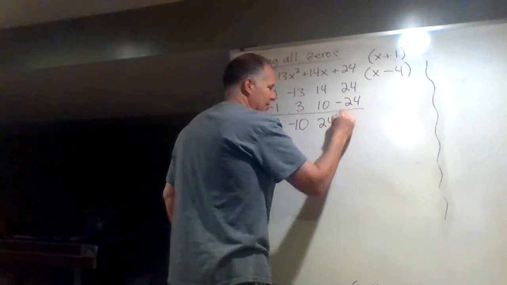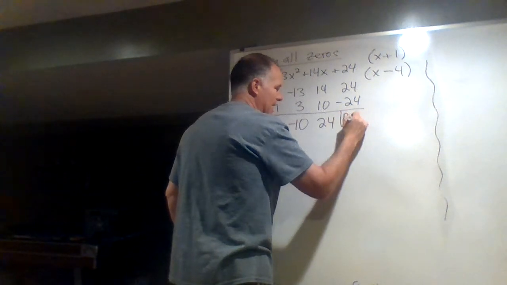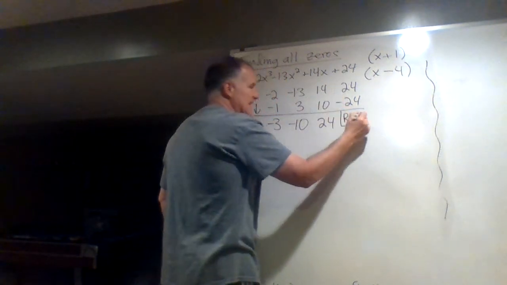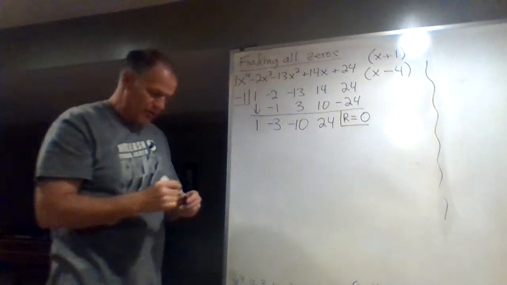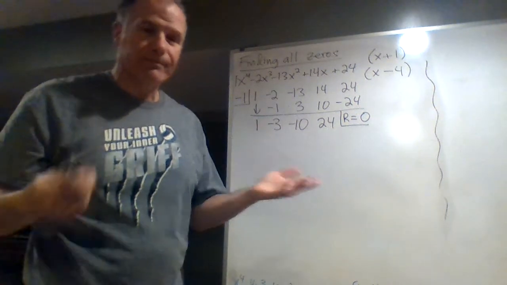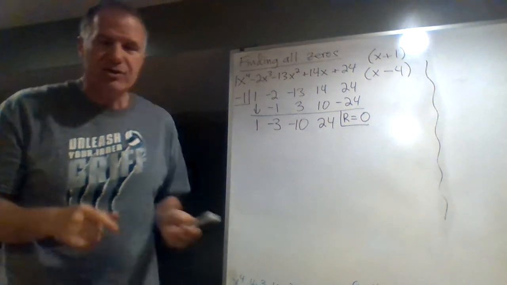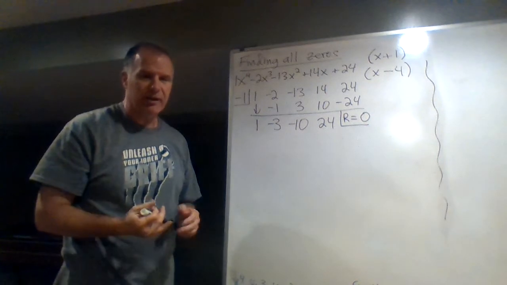Hey, we got it. Remember, the last box is our remainder. Needs to always be 0. So remember, if you don't get 0, something's wrong. Go back, check your steps. You probably just missed a sign here or there.